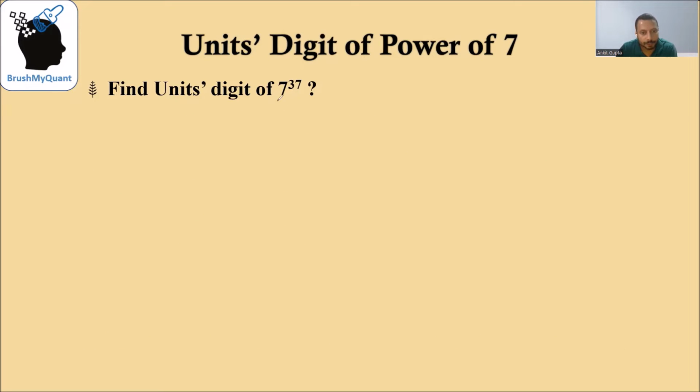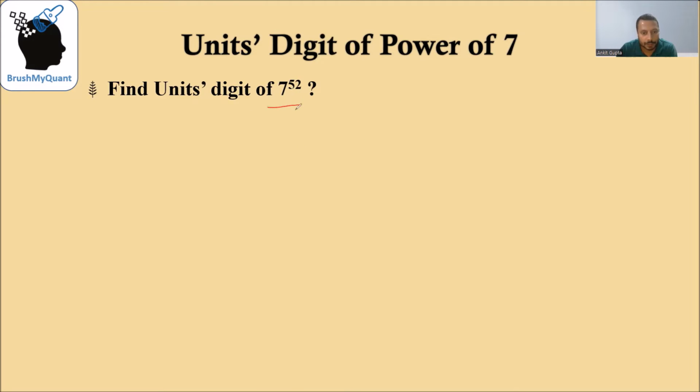Find the units digit of 7 raised to 37. Now since the cycle of units digit of powers of 7 is 4, we need to divide 37 by 4 to check the remainder. Since the remainder will be 1 in this case, the units digit of 7 raised to 37 will be the same as the units digit of 7 raised to 1, and will be equal to 7 itself.